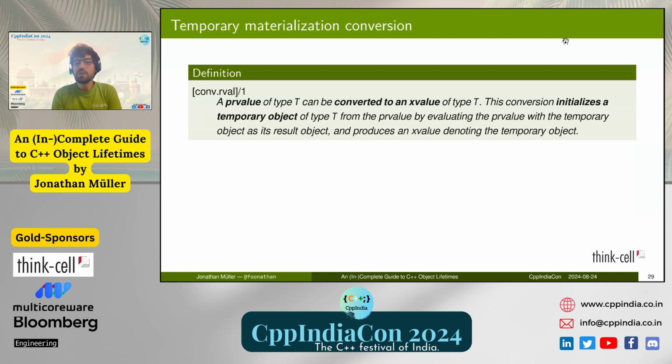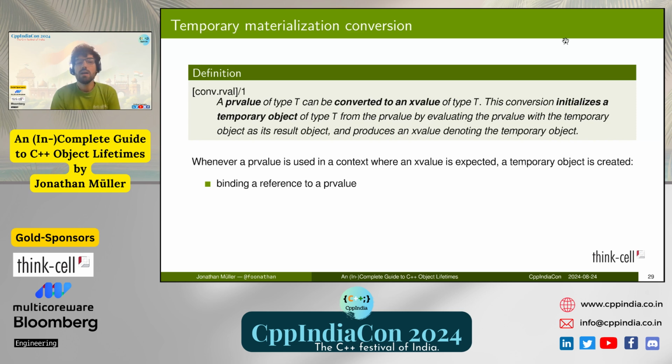This is called temporary materialization conversion, which is a great phrase if you want to win a game of hangman. And the standard says a PR value of type T can be converted to an X value of type T. This conversion initializes a temporary object of type T from the PR value by evaluating the PR value with the temporary object as its result object and produces an X value denoting the temporary object. This is a lot of words to say a PR value can be stored in a temporary object that contains that value. And this is done whenever we use a PR value where we expect an X value.